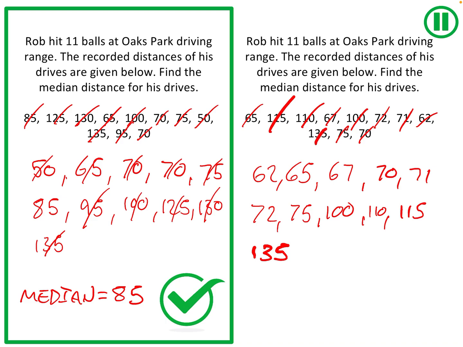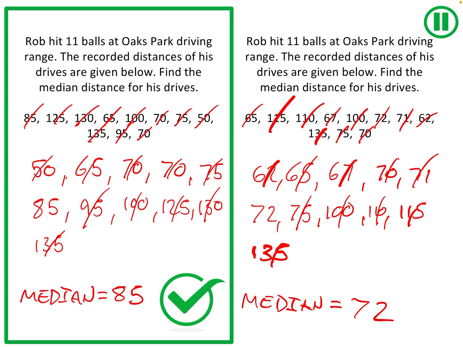And now I'm going to follow the same method as before. So the first and the last, second last, third last, fourth last, fifth last. There's one left in the middle on its own. So my median equals 72. And that would be my final answer in this case.